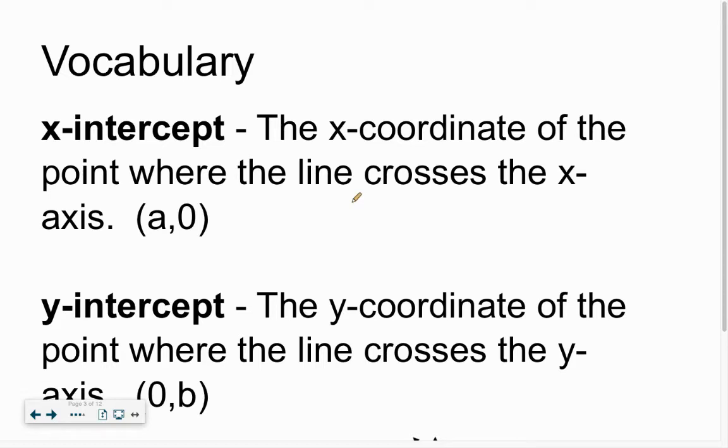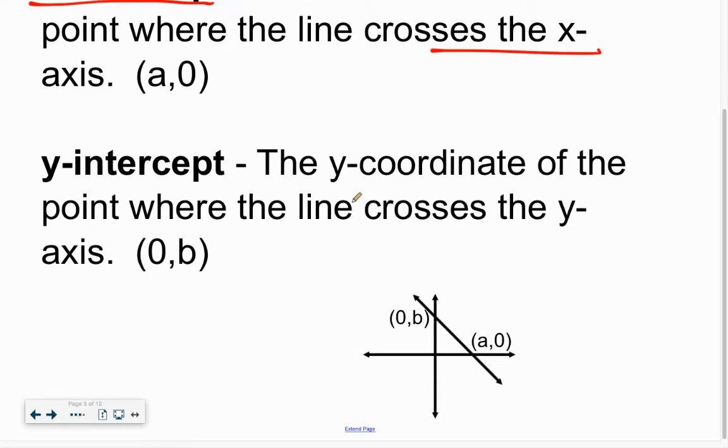Today our vocab, the first one we're going to start with is the x-intercept. It's the place where the line crosses the x-axis, which you can see down here. So this point here is the x-intercept, where that line crosses the x-axis at some point (a, 0), a being the point where it crosses. Perhaps over here it's at (3, 0). That second coordinate will always be 0 because no matter where that line crosses on the x-axis, the y value will always be 0.